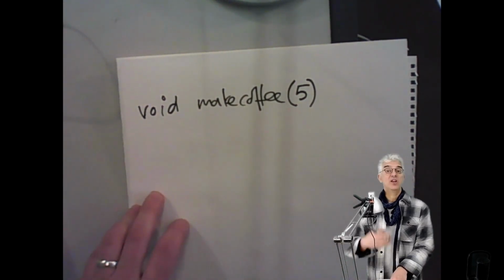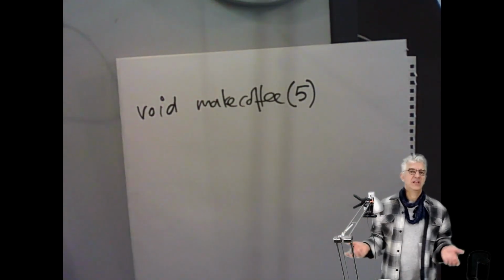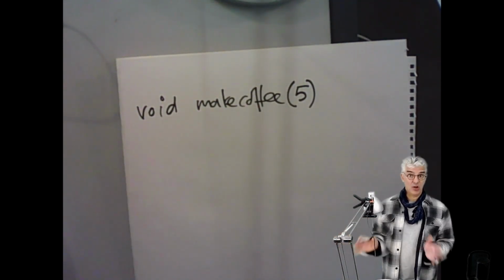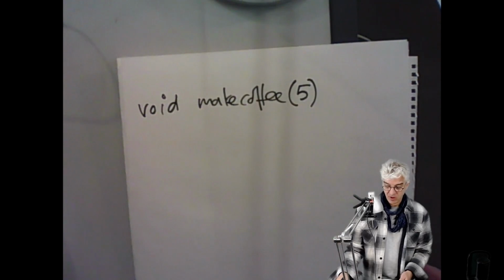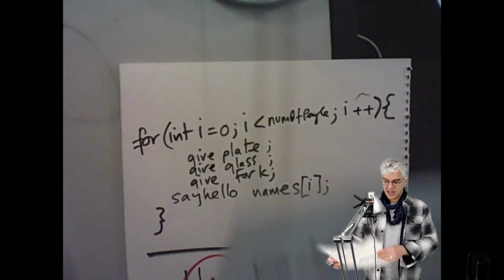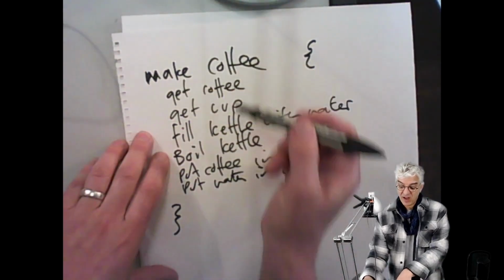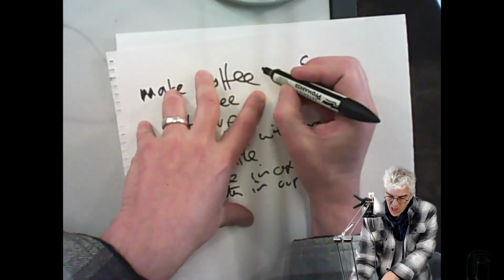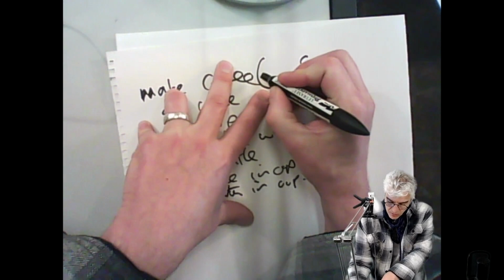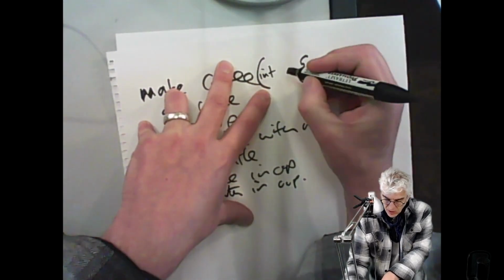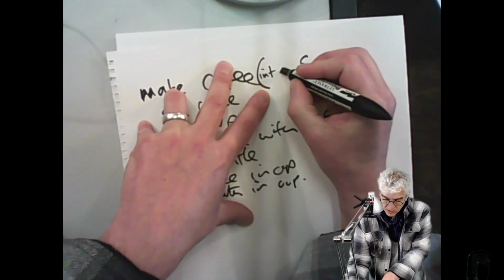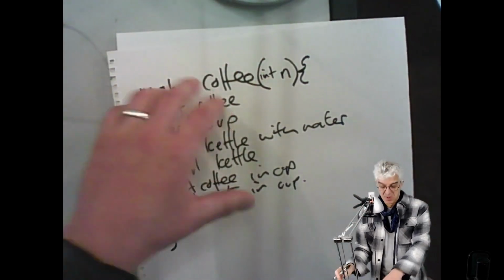And at the end of it, don't give me any response. Don't give me any feedback. Don't give me any lip. Just go and make coffee 5 times. And in my routine here, where I've defined what make coffee is, I could say make coffee is expecting to get an integer called n, for number of people.